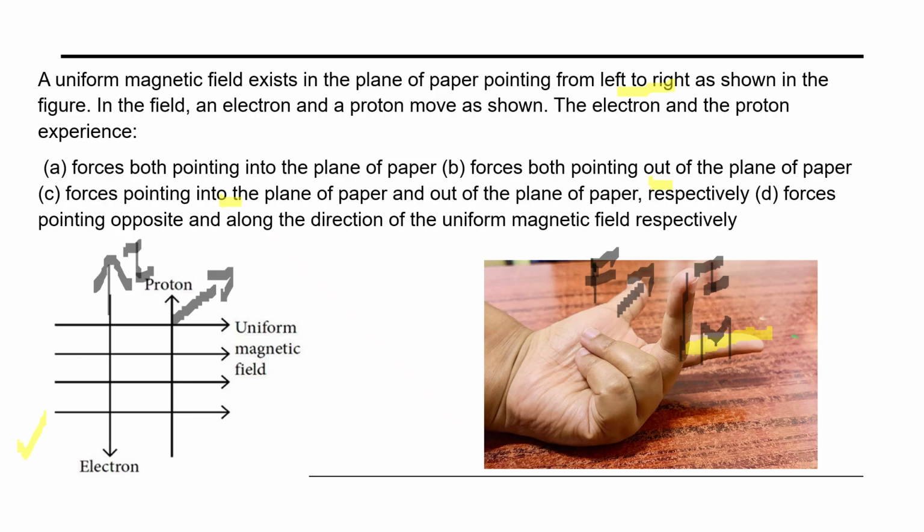This is the force, mutually perpendicular to the field and then the direction of the proton, and so in both the directions you can see that the force will be into the plane of the paper. The force will be experienced into the plane of the paper. So we can look at the options given over here. The first option is forces both pointing into the plane of the paper.